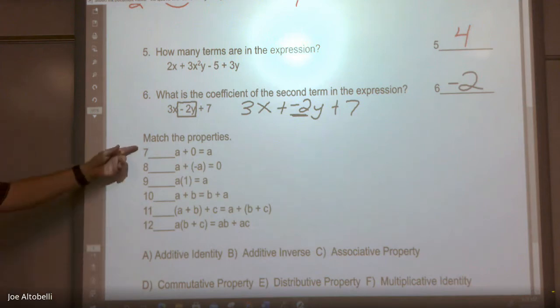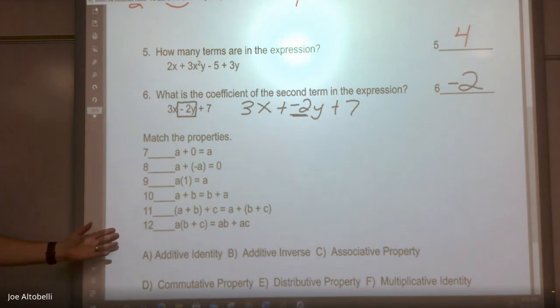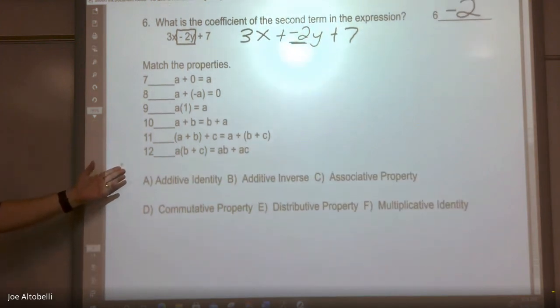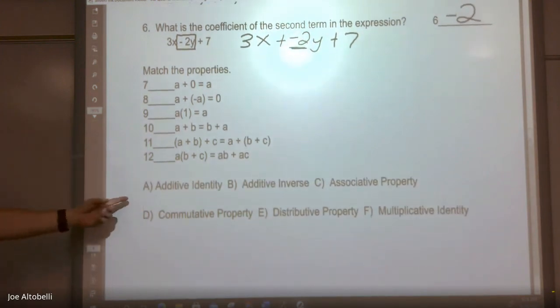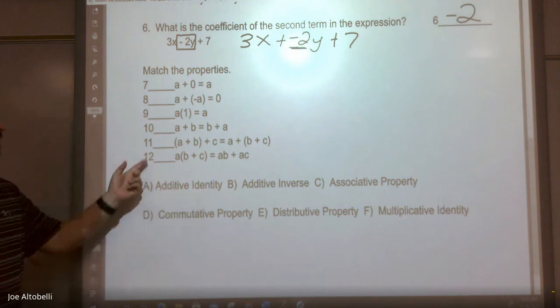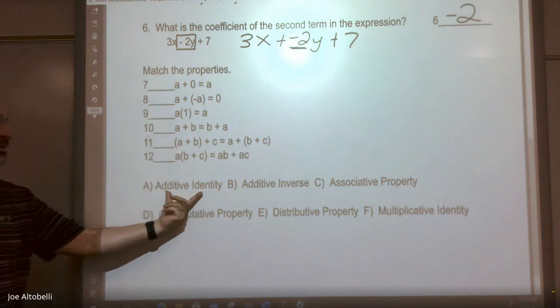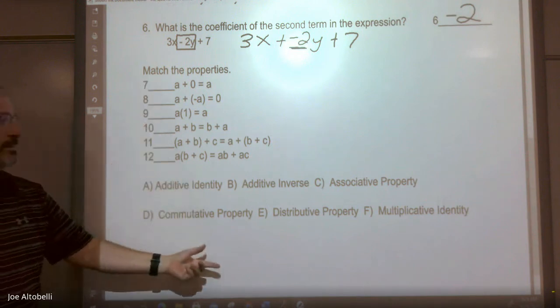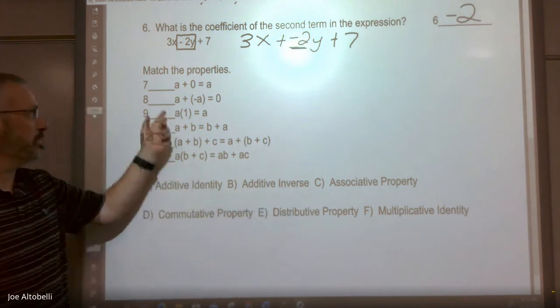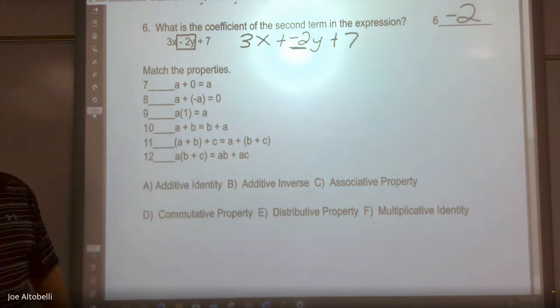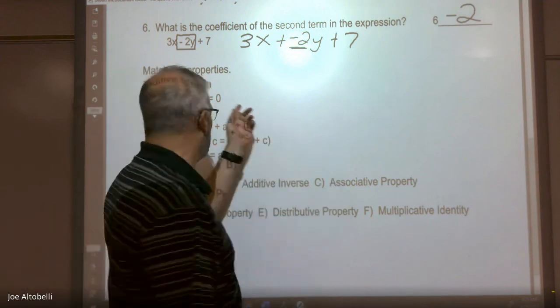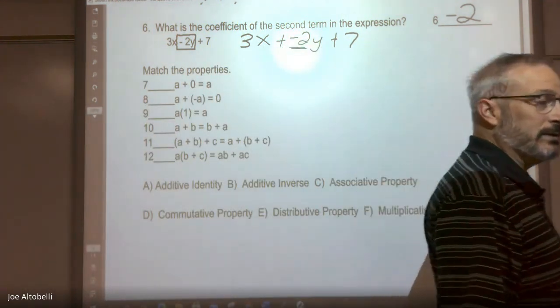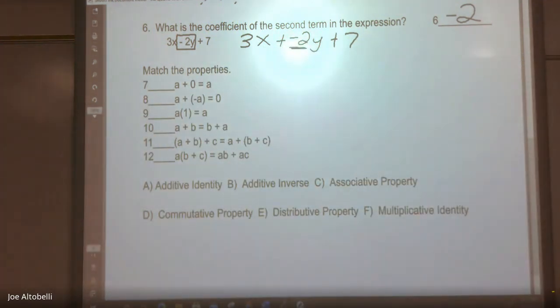All right, so 7 through 12, I'm going to give you maybe 2 minutes. Hopefully that'll be enough time. For additive identity, just put an A in here for whichever one is additive identity. Additive inverse, put a B. C for associative, and so forth. So it's just like matching, except a little bit different format. So go ahead and do that.